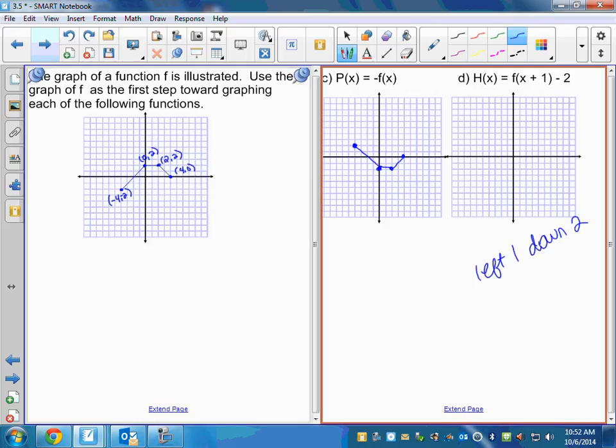So -4, this really hurts my eyes. I'm going to go left 1, down 2, 0, 2. Left 1, down 2, and 0, 4, left 1, down 2. That's not so bad, right?